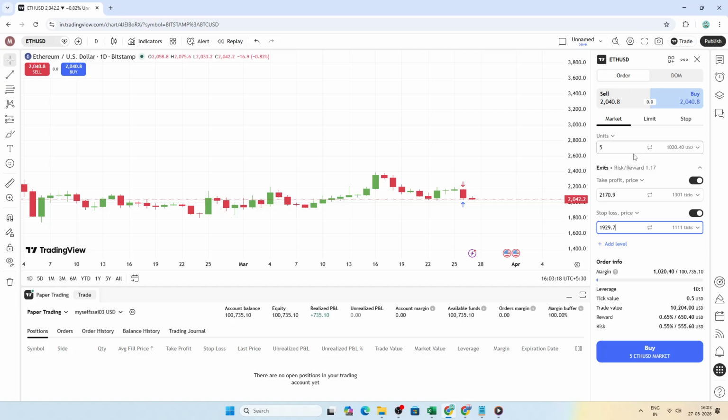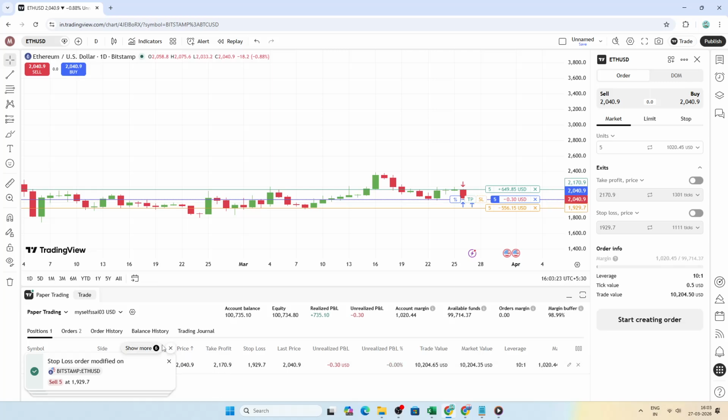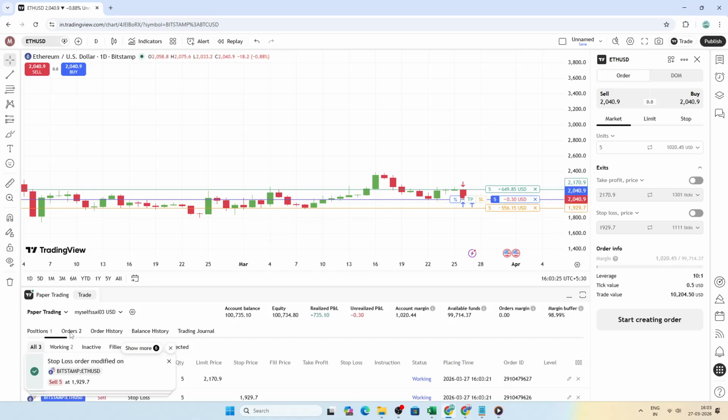When everything looks right, click buy or sell to send the order. You'll see it appear on your chart or in your positions and orders panels depending on its status.